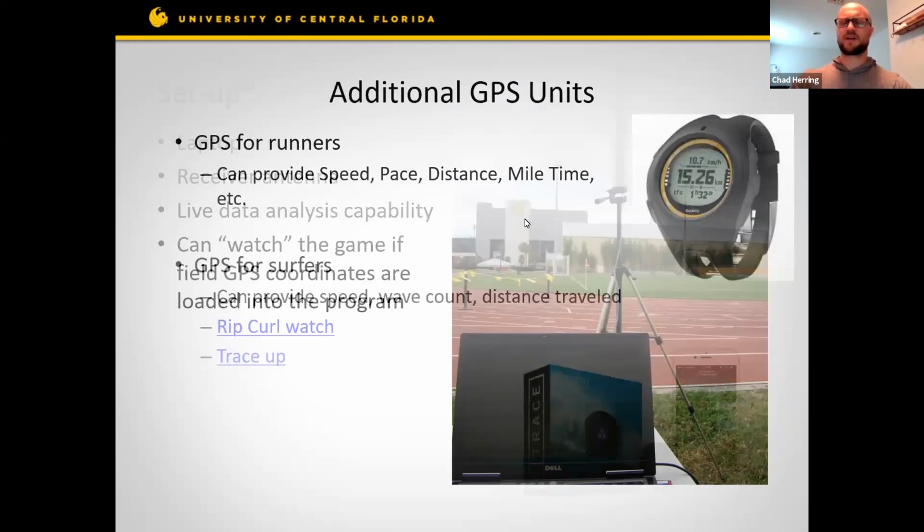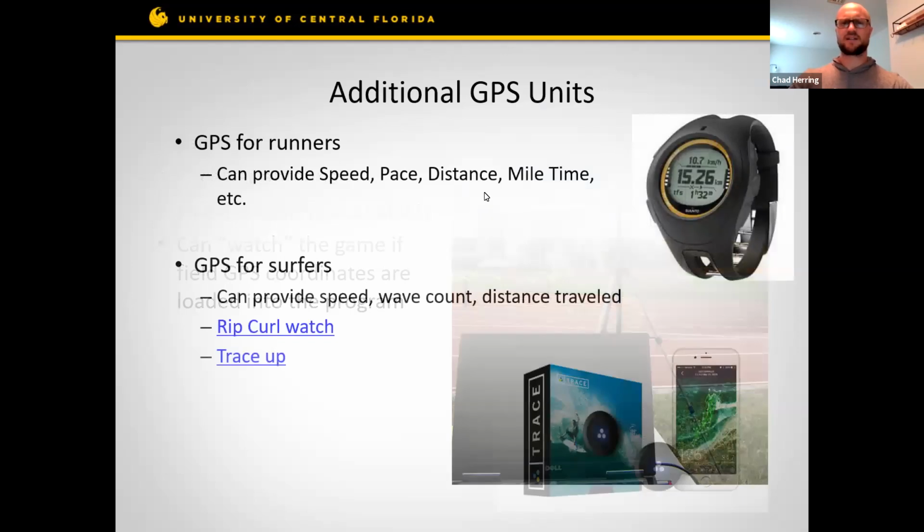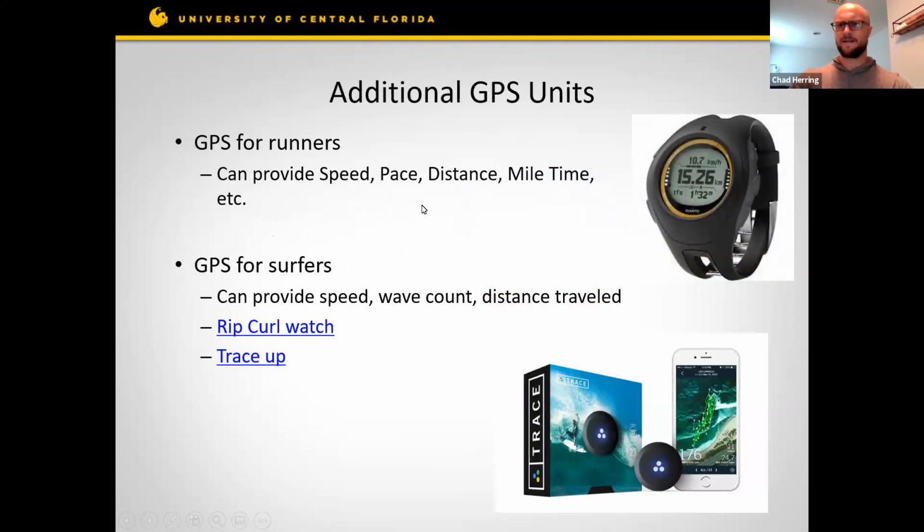Additional GPS units, I'm not going to take a lot of time to cover these, but as you guys know, there's GPS for runners as well: speed, pace, distance, mile time. These can be as easy as something worn on the wrist, just like a watch, okay? GPS for surfers as well: speed, wave count, distance traveled. This is something that I'm actually not too familiar with, but I did think it looked really cool, and I don't know how reliable it is. Obviously, we're in Florida. I'm not from Florida, so I don't surf, but it's something you can look into if you're interested in that.